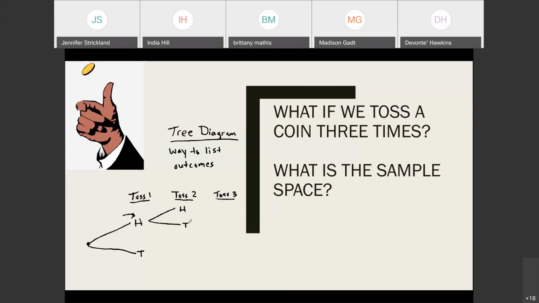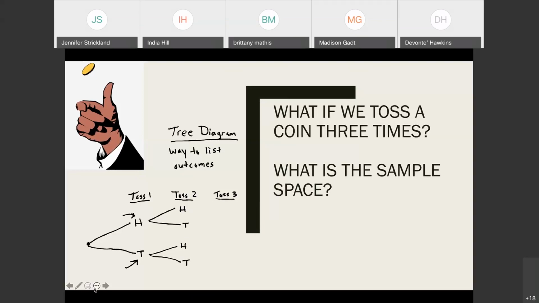Okay, I'm going to come down here and say, different scenario. What if I tossed tails the first time? Then I pick up the coin again, I flip it in the air, I could get heads, or I could get tails again. All right, so that takes care of the second toss.